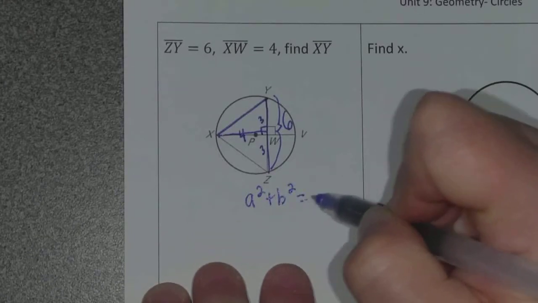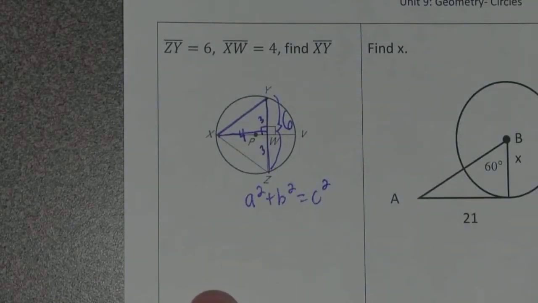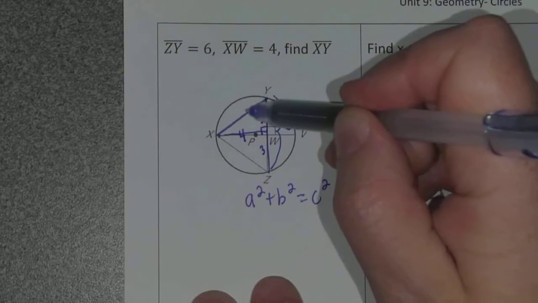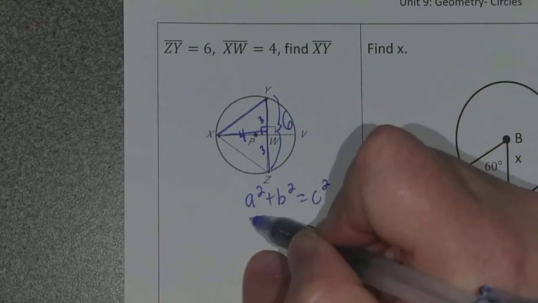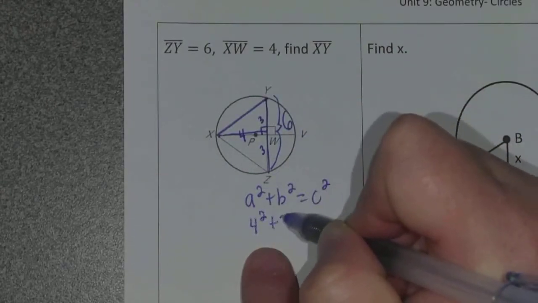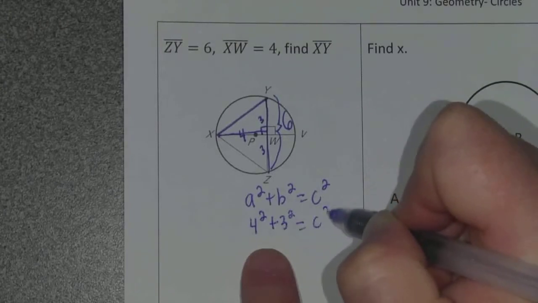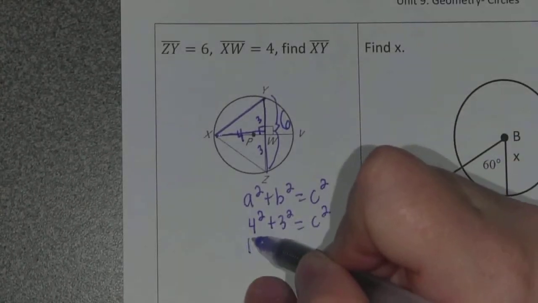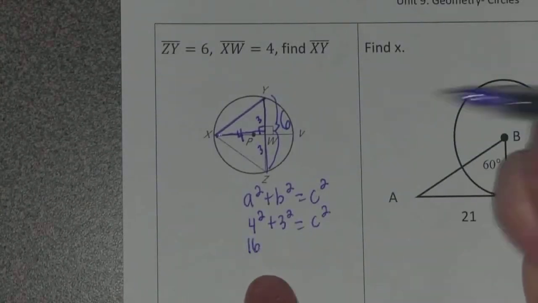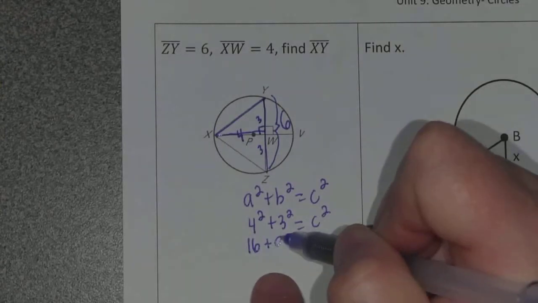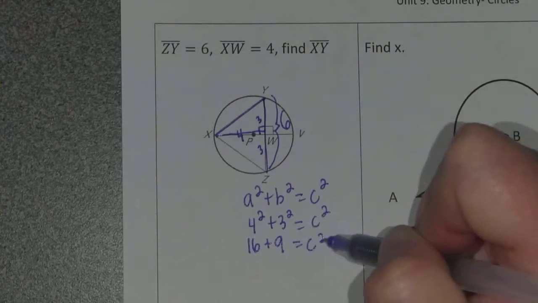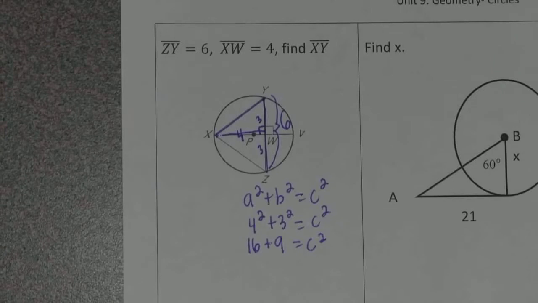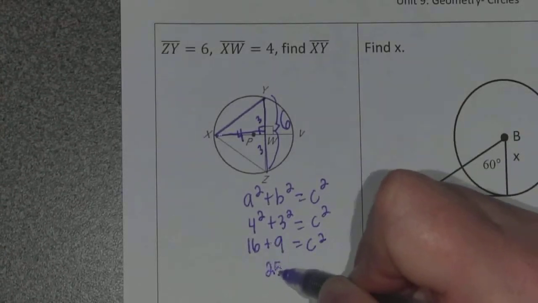I do the Pythagorean theorem, right? A squared plus B squared equals C squared. I'm looking for the hypotenuse, so I'm looking for C. So I'm going to go 4 squared plus 3 squared equals C squared, and I'm going to solve this for C. So 4 squared is 16. 3 squared is 9.